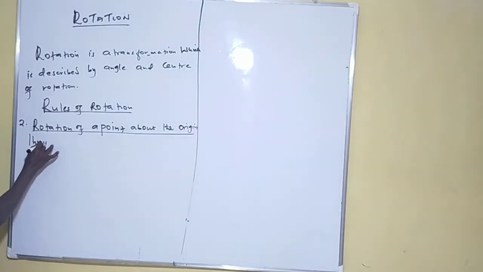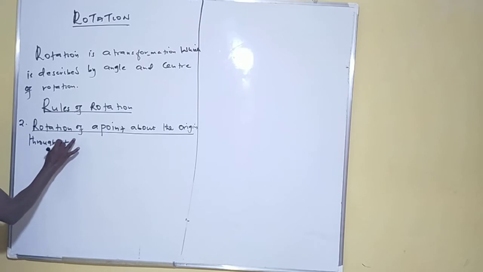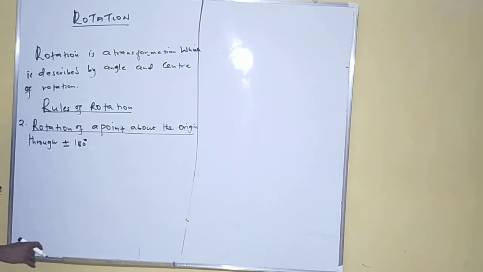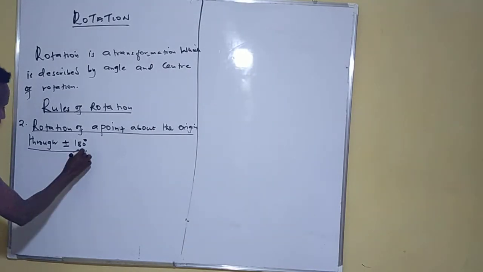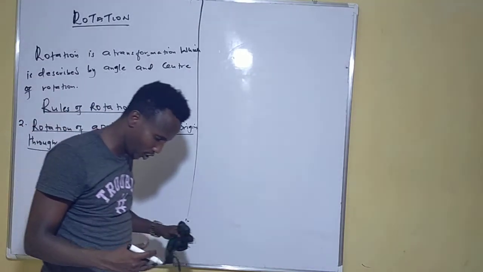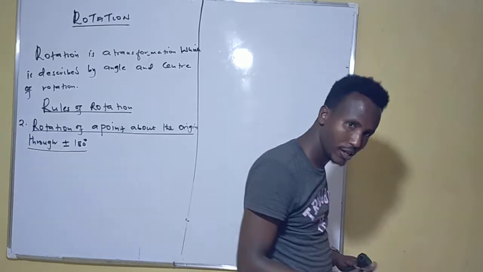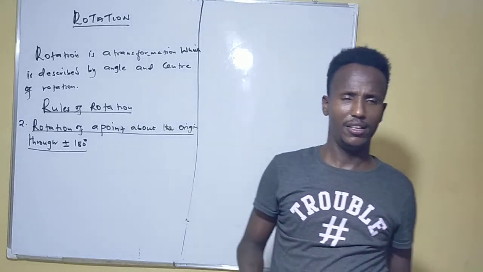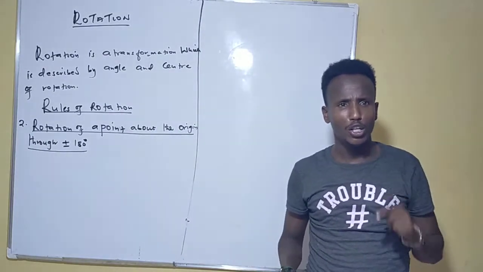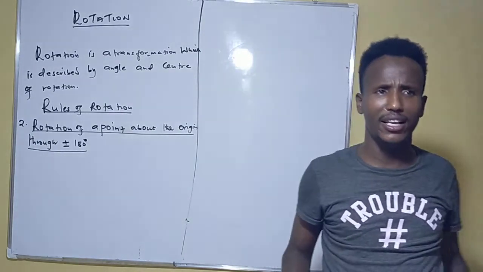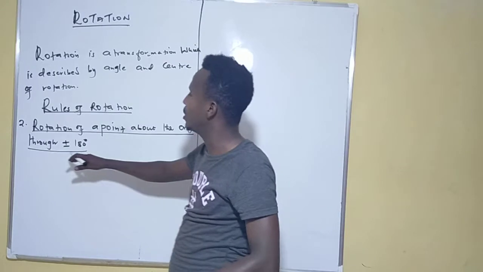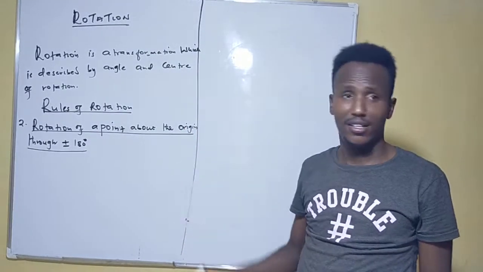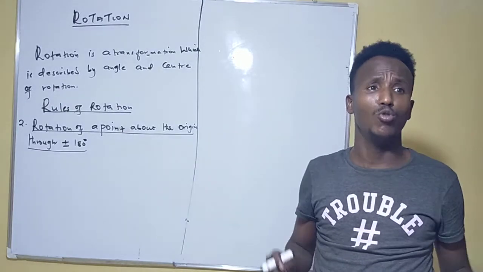Let's say through plus or minus 180 degrees. What do I mean? You can be told to rotate a point about the origin through negative 180 degrees, or about the origin through positive 180 degrees. That's why mathematicians are always saying plus or minus. Guys, this is very easy. They will follow the same rule.